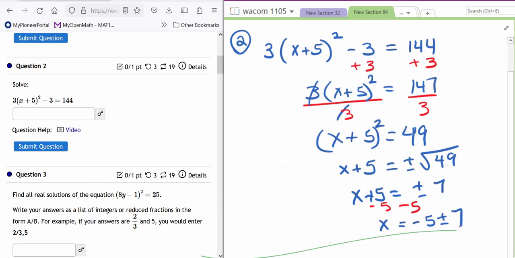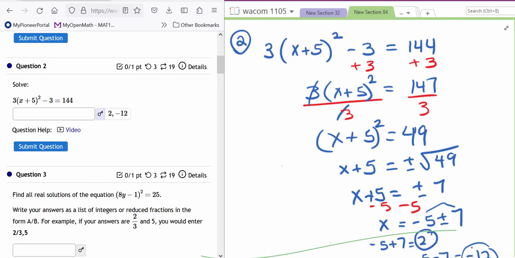This one's going to take you one more step, right? When you get plain numbers here, you have to combine them and simplify this. So we're going to do negative 5 plus 7. I'm going with the plus first. So negative 5 plus 7 gives me 2. And negative 5 minus 7 gives me negative 12. So these are my answers, 2 and negative 12 on this one. Good. All right.